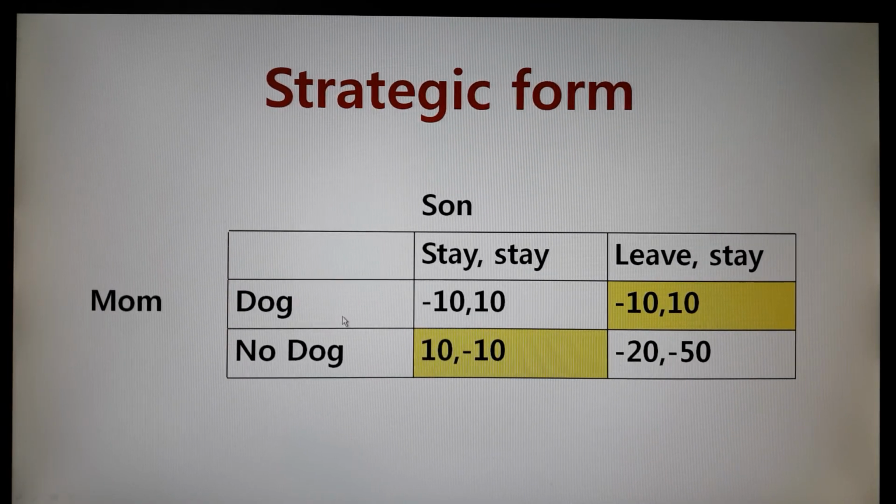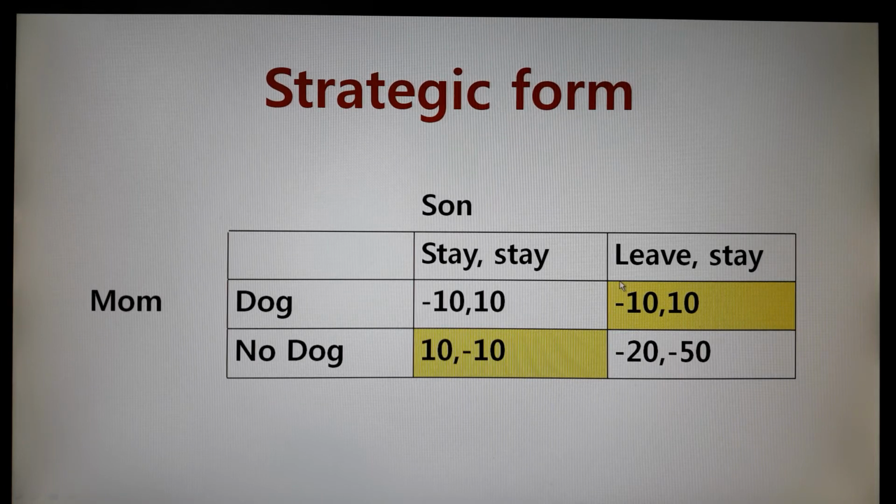Once again, forget about the second part, stay. That is when the dog would be purchased for him and he's gonna stay anyway. What about here? No dog and leave. First of all, the son would let us stay because negative 50 is too damaging. Of course, we can think if the son leaves, mom may purchase dog. But anyway, both mom and son have reason to change from this no dog and leave state.